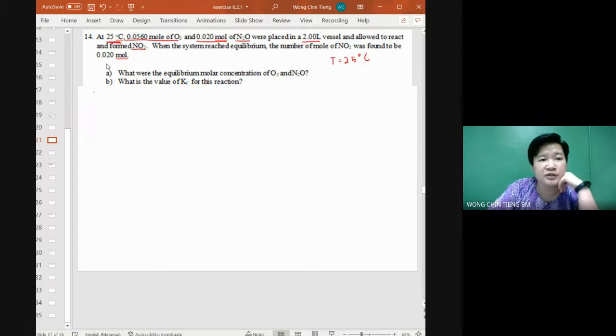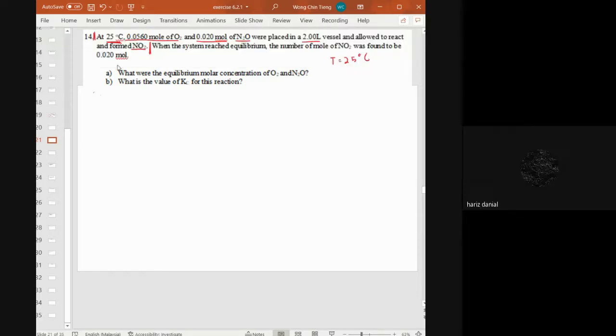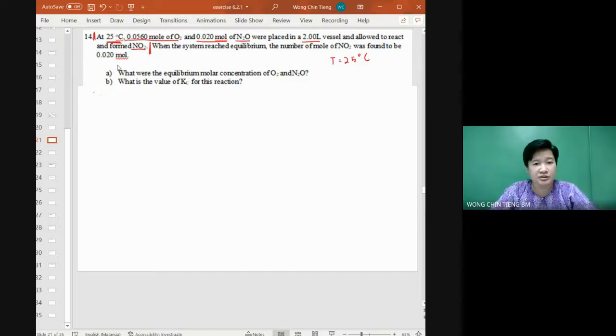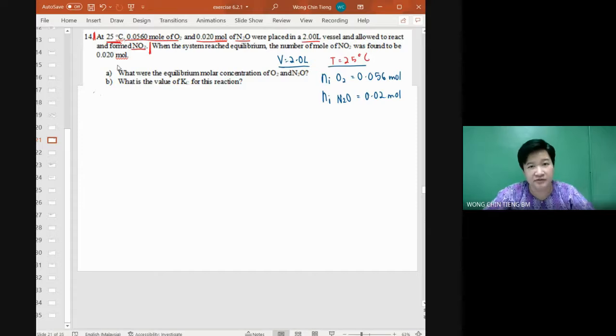So first and foremost, when you read the question very carefully, the first sentence, the number of mole given over here is the number of mole initial, change, or equilibrium. Initial. Thank you, Haris. Initial. So the number of mole given over here is number of mole initial untuk oxygen gas, 0.056 mole. And then you have number of mole initial of N2O given 0.02 mole. Placed in a volume. Volume kat sini is a 2-liter vessel. 2-liter container, temperature 25 degrees Celsius.